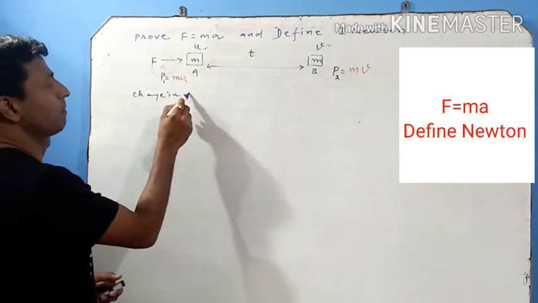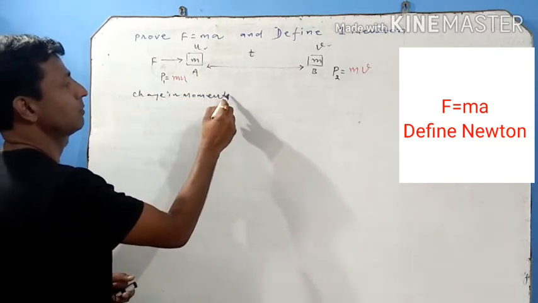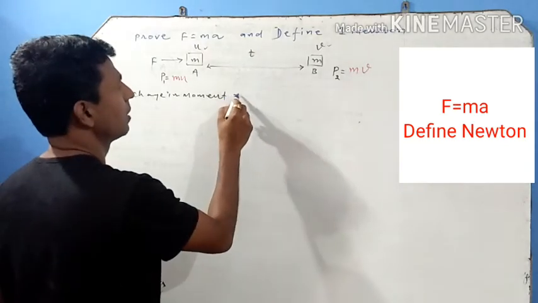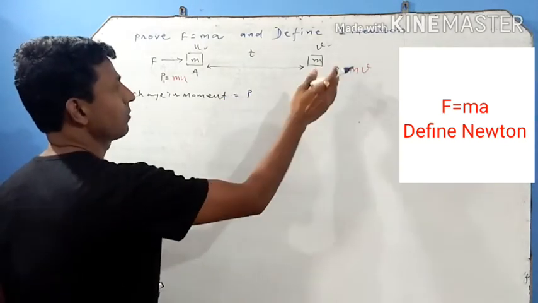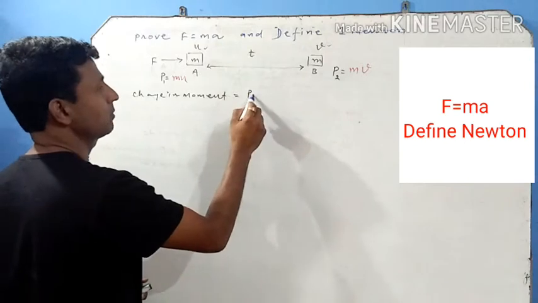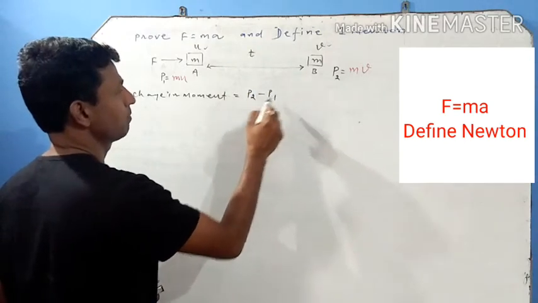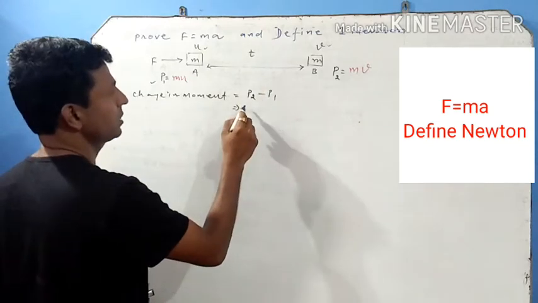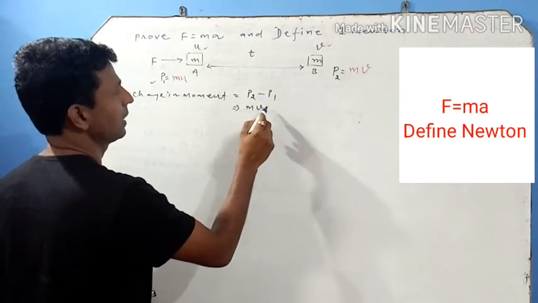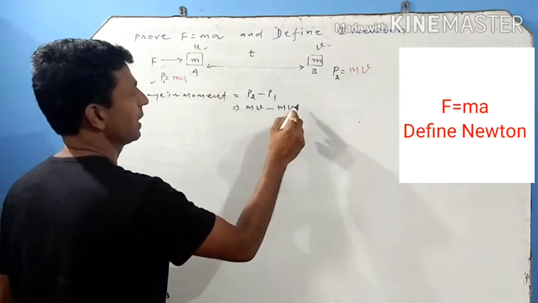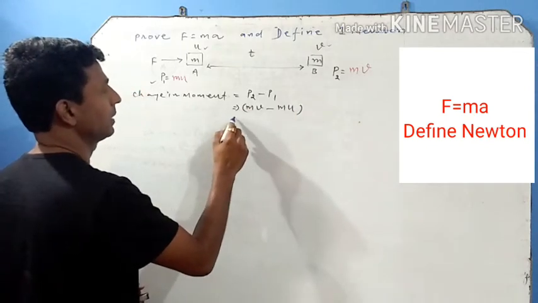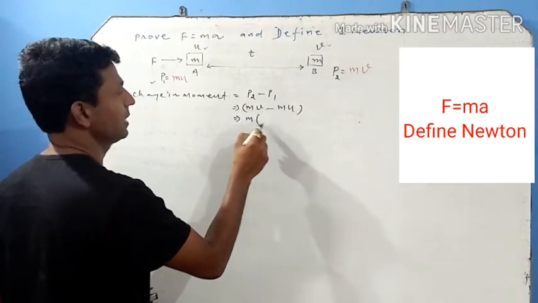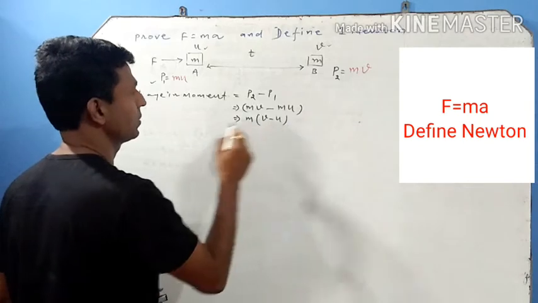Change in momentum means final momentum minus initial momentum, it becomes P2 minus P1, and we already have the values of P1 and P2. So by putting these values here, mv minus mu, by taking m common, we can write m(v minus u).